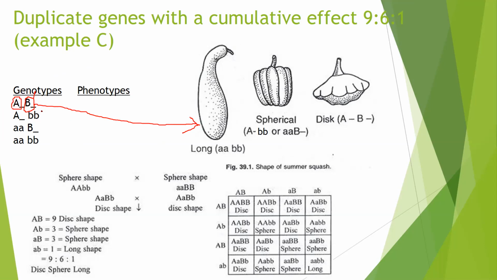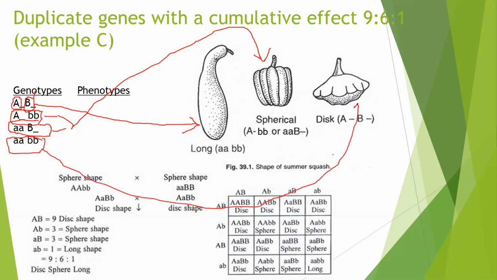So if this is true, you're going to see the double elongated squash. Now, if only one gene is wild type, either A or B, this will give us the spherical shape of the squash. Now if both genes are mutant, then it will give us a disc shape of the squash. So in this case, you're going to see this 9:6:1 ratio.